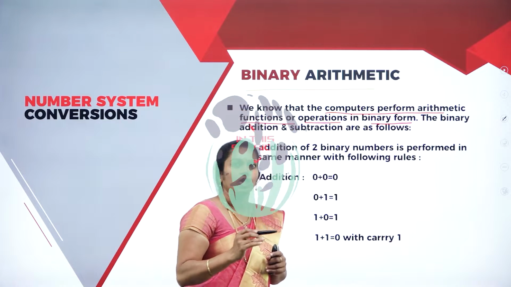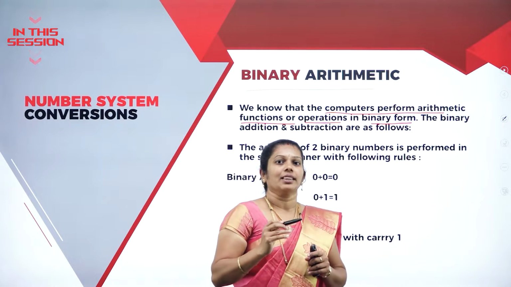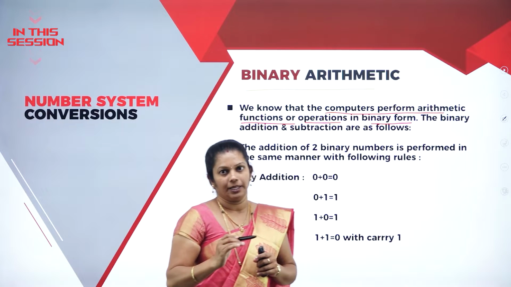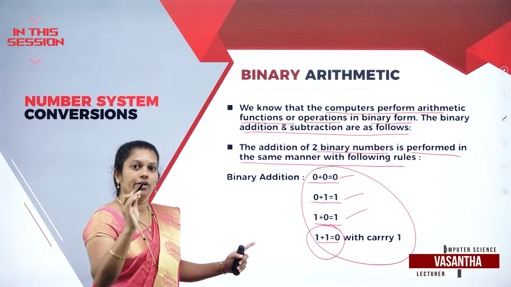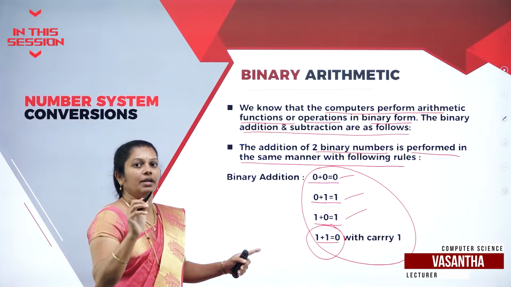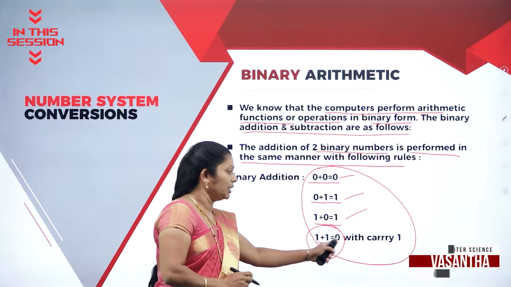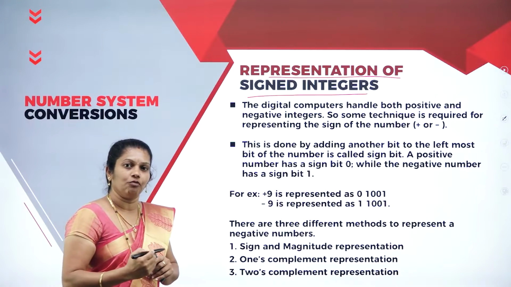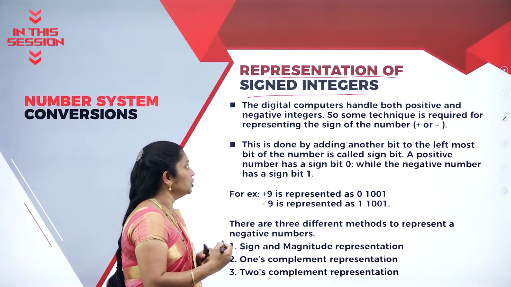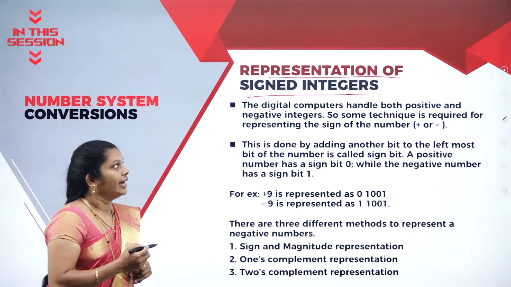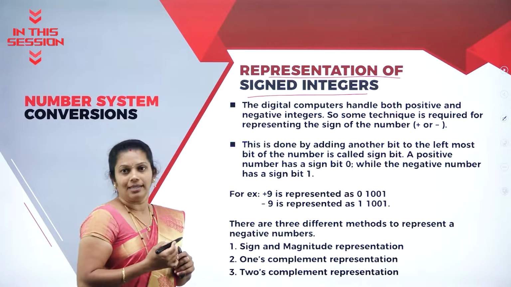Computer can only understand binary language, that is 0 and 1 only. If it is a decimal number, then 1 plus 1 is 2. But if it is binary addition, 1 plus 1 is 0. How to identify whether it's a positive number or a negative number? That can be called representation of signed integers.